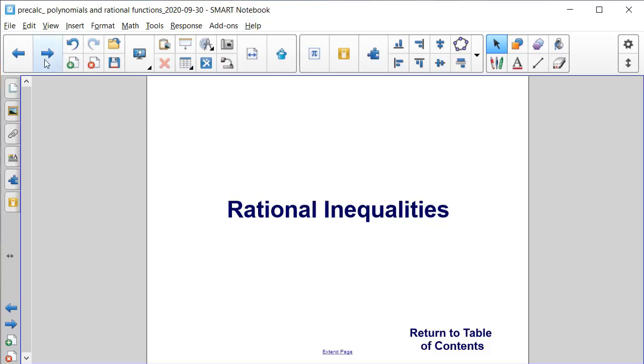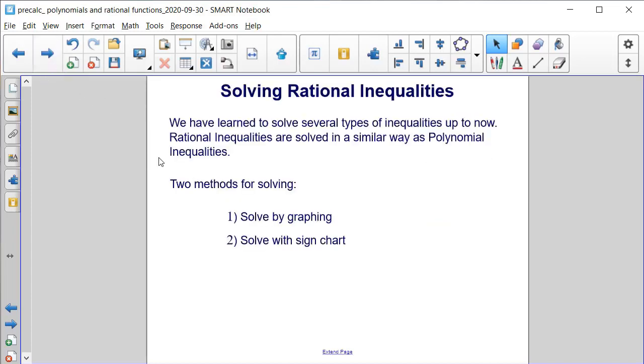Rational inequalities. We've learned how to solve several different types of inequalities. Rational inequalities are similar to solving polynomial inequalities. So we have two methods. We can solve by graphing or we can solve with a sign chart, and we're going to go through both types.